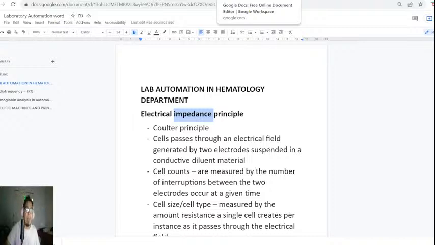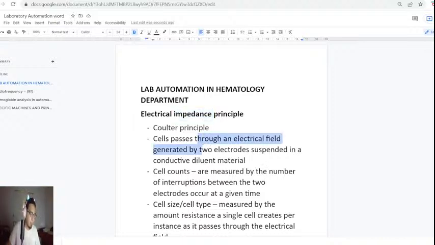probes, and then cells pass through an electrical field between two probes or electrodes, and they are suspended in a diluent material. So every time you're talking about a diluent material, it has something to do with allowing the cells to move or pass through. Please be mindful that the Coulter principle is also known as the electrical impedance principle. Why do we call it the Coulter principle? It's because it was developed by a guy named Coulter, right?